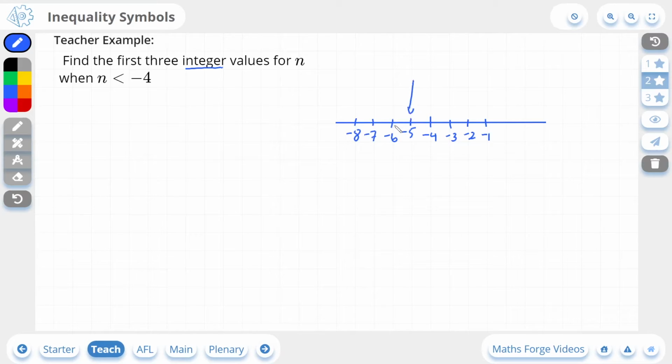Well, this -5 is the first number that's less than it. So I'm going to go ahead and write that down. The next number that's less than -4 is this -6. And finally, the third number that's less than -4, because we're being asked to find the first 3 integers, is going to be -7. So these are the first 3 integers that are less than -4. And if we check our answer, there it is. Let's take a look at another example.